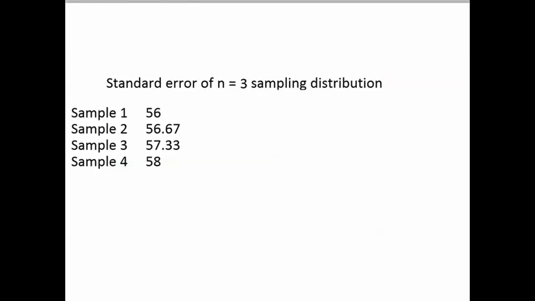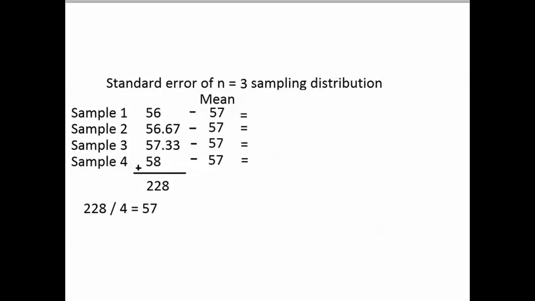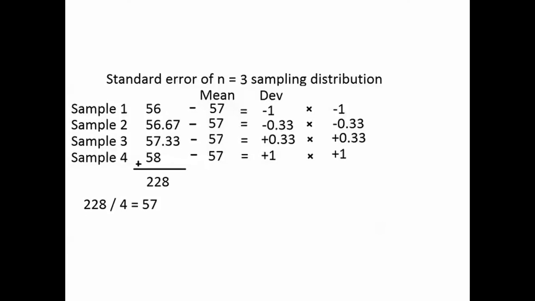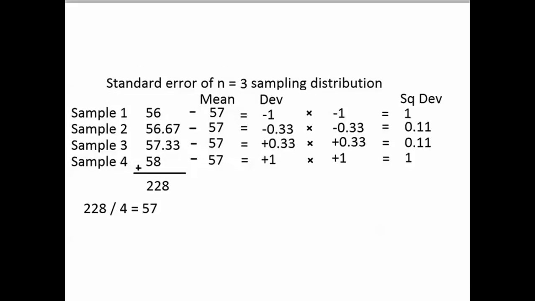Now what if we wanted to find the standard error of our other sampling distribution, which was the means of all possible samples of 3 people? We would follow the same formula. We would just follow the standard deviation formula. The first step is finding the mean of the values. There's 4 of them, so we add them and divide by 4 to get the mean, which is 57. We subtract each value by the mean to get our deviations. Once we get the deviations, we square them. We multiply each deviation by itself to get squared deviations.